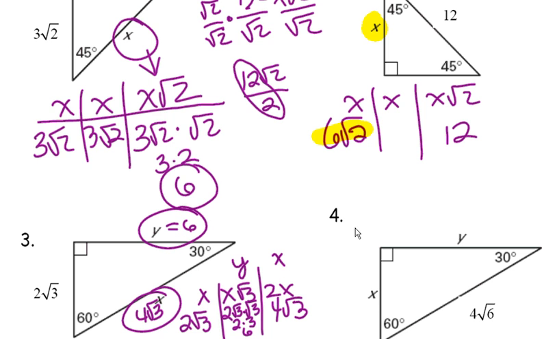All right, you go ahead and do number 4 and come back when you have an answer. Hit pause now. All right, you should have gotten that x equals 2 radical 6 and that y equals 6 radical 2. If you do not know how I got those answers, then you need to ask about that in class. Moving on.